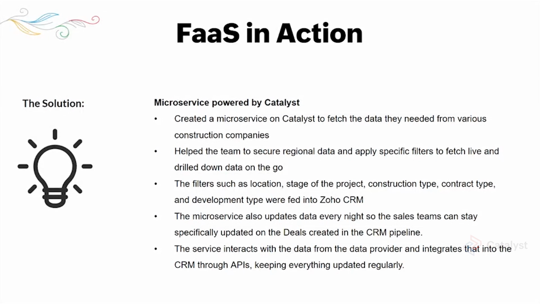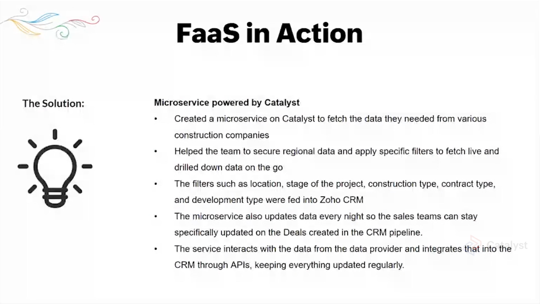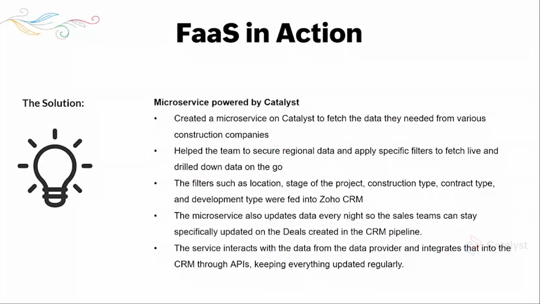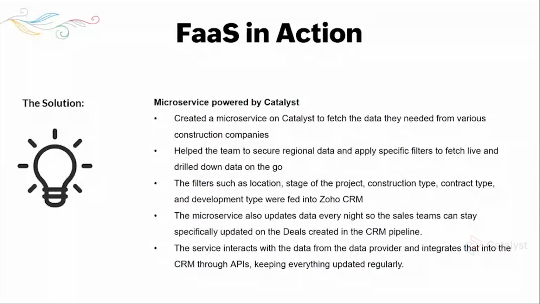It also interacted with data from the data provider and integrated it through to their own CRM. So all the tags and filters that we spoke of, the stage of project, construction type, contract type, and development type, and multiple other tags, were then picked up from there and fed into Zoho CRM. Given that they were using Zoho CRM on the back, all of this information was culled from various different sources.